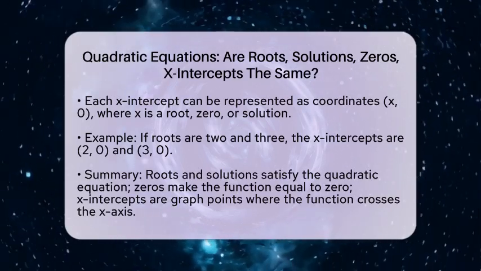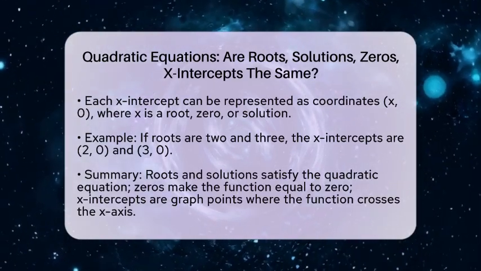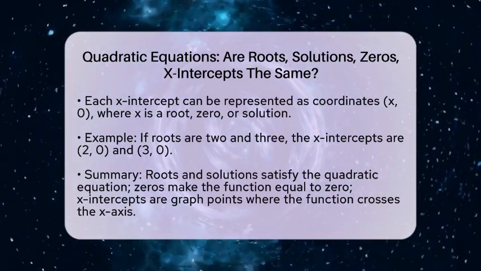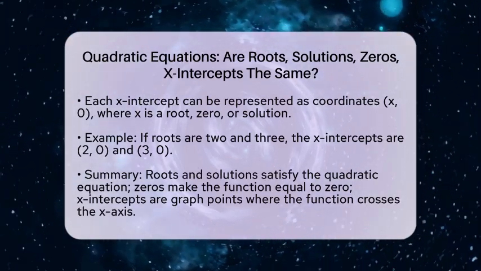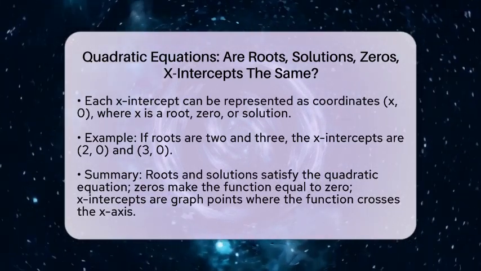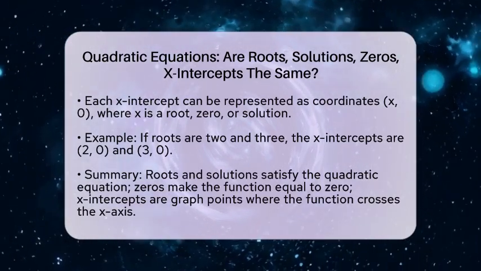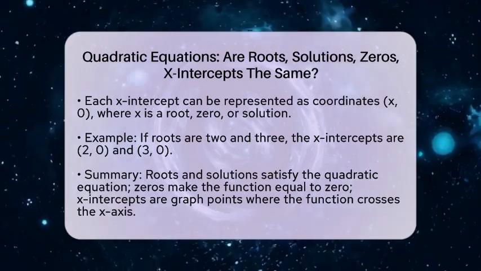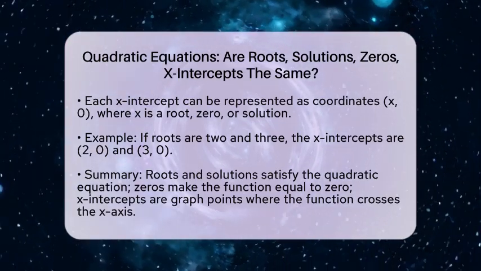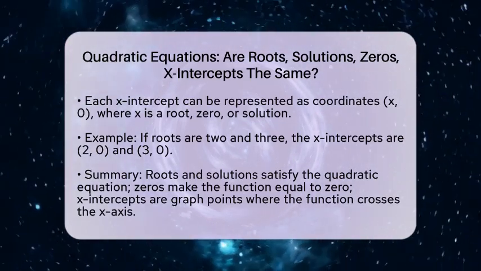Each x-intercept can be represented as coordinates of the form x, 0, where x is a root, zero, or solution of the quadratic equation. For example, if the roots are 2 and 3, the x-intercepts would be the points 2, 0, and 3, 0.